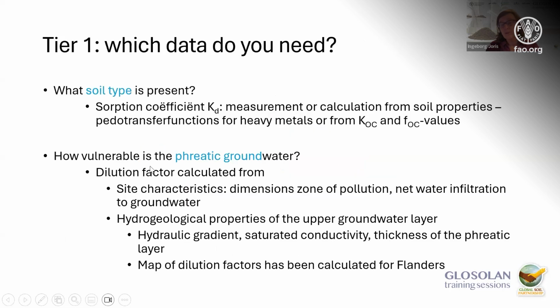What do you need then? Absorption coefficient, a KD, and a Henry coefficient, of course, for the volatilization. And for the groundwater, you can assess this dilution factor if you know mainly the hydrogeology of the site. The phreatic groundwater there: what's the hydraulic gradient, what's the conductivity, and how thick is my layer. And for Flanders, in the frame of this risk assessment, we made a map of these dilution factors.